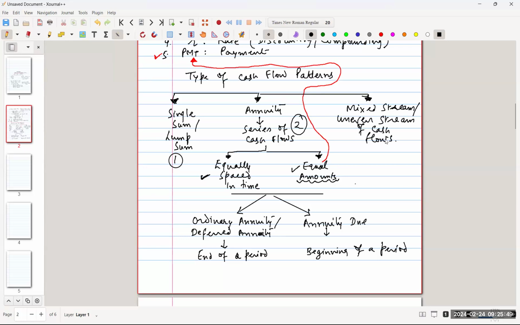So in a mixed stream, cash flows will be repeated at random intervals of time, and they may or may not be of equal amounts. So these two criteria need not be satisfied for a cash flow stream to be called a mixed stream. That's why the name, mixed or uneven. So the cash flows will be repeated, of course, otherwise it will not be a stream. It will be a single sum only. So cash flows will be repeated over time, but the time interval between each successive cash flow may vary, and the amounts may also be different.